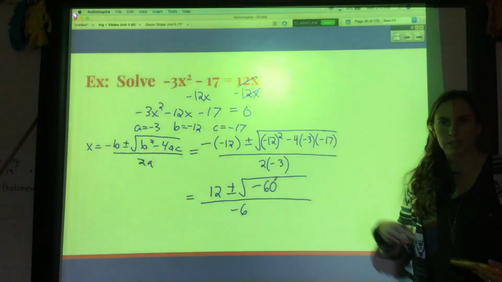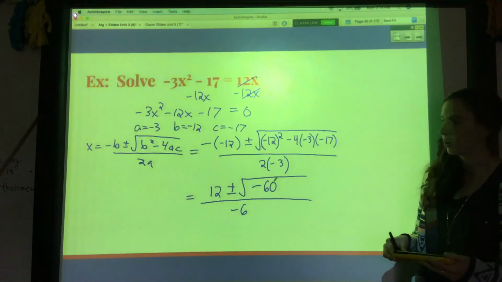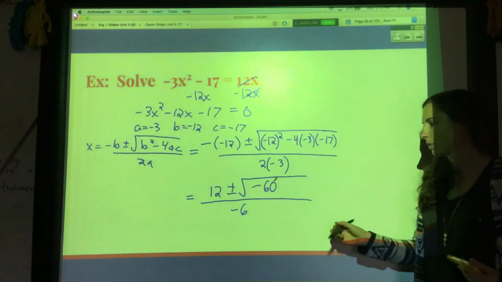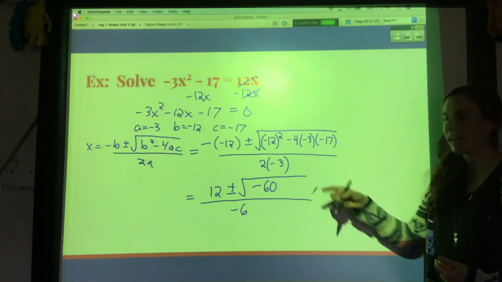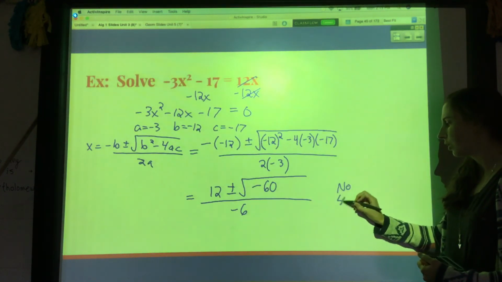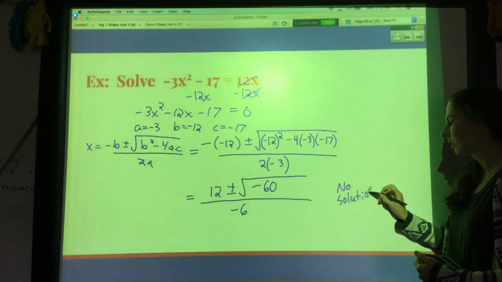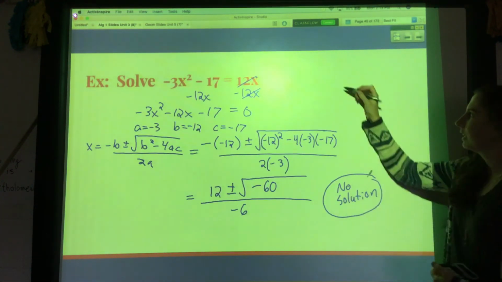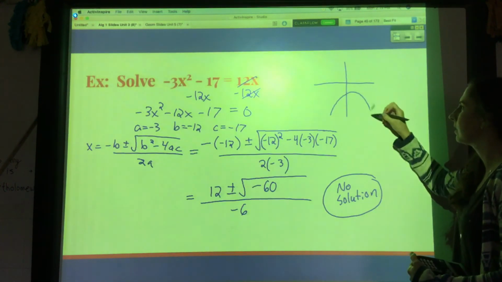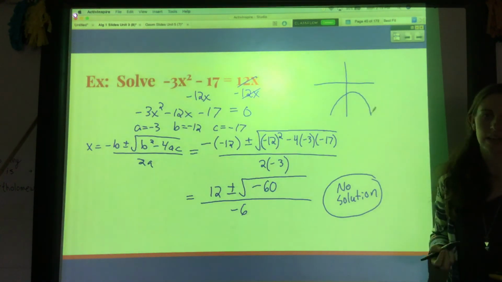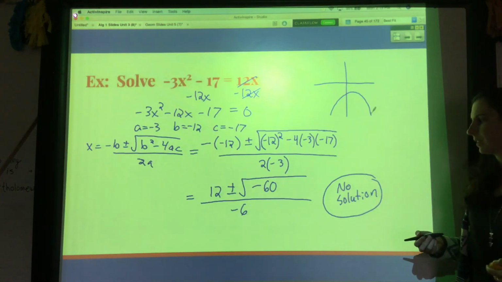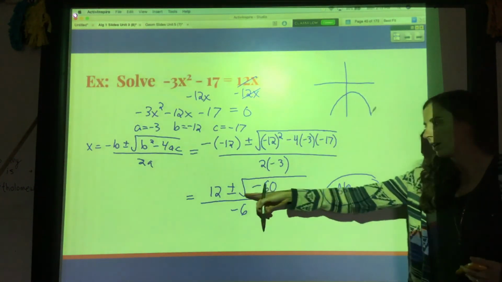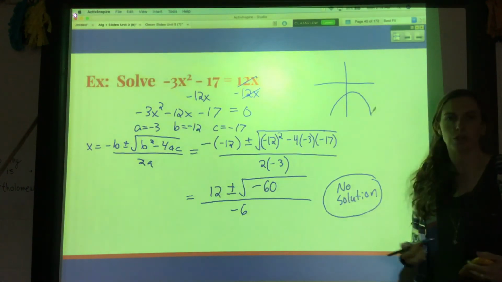You cannot square root a negative. We'll get into that a little more later, but for now, you can't square root a negative. It doesn't exist with real numbers. So that can't happen. This is no solution. It does not have any real solutions. If you were to graph this, it would look something like this, where it doesn't hit the x-axis at all. It has no solution. And you can tell because we're trying to square root a negative, and that can't happen. So anytime you have the square root of a negative, that means there's no real solution.